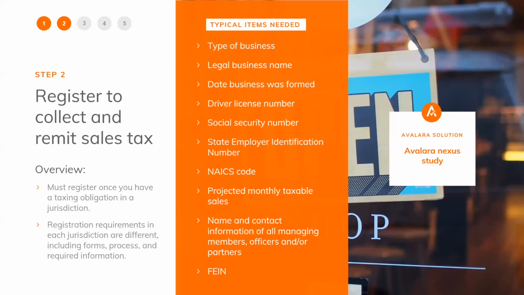Jumping into step 2, once we figured out where we need to collect, the next step is registering to collect. So each state's registration forms can be a bit different. Generally, states want you to get registered within 30 to 60 days of exceeding economic nexus. And the list on the right shows typical items and information needed to get registered. Like what's your type of business? What's the business name? It's pretty straightforward questions.